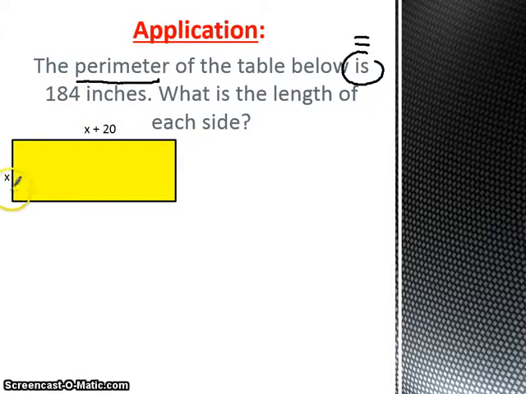So we know that this side of the table is x, this side of the table is x plus 20, so we have to add that to it. And we know this side of the table is x, so we have to add another x. And that this side of the table is x plus 20. And we know that that equals 184.